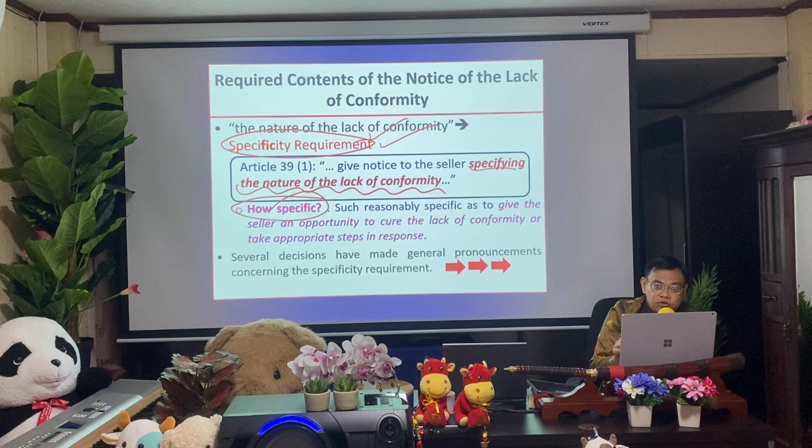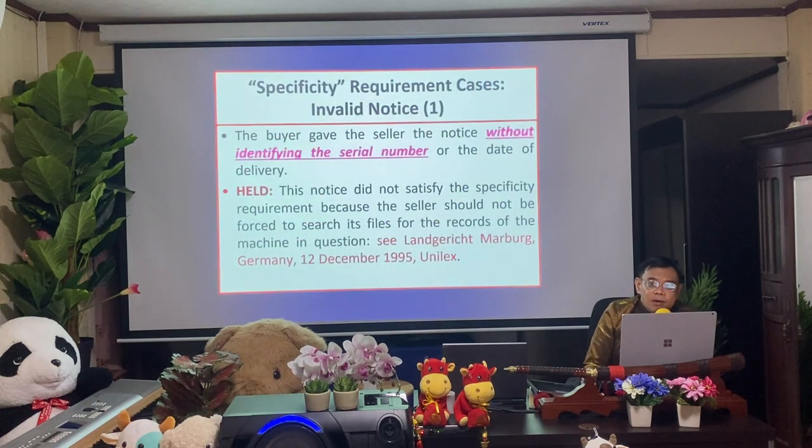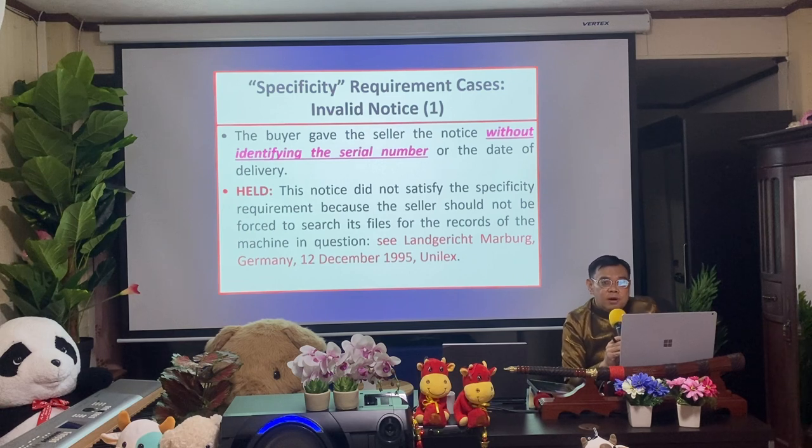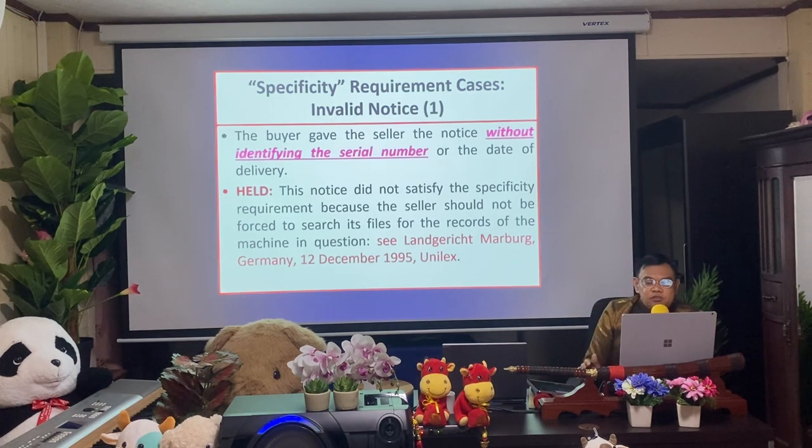You may ask the question, how specific? As I have mentioned, this specificity requirement is the requirement that the notice give details that enable the seller to understand the lack of conformity and to be able to exercise the right to cure. If the buyer gives the notice without specifying such details, then the notice does not comply with the specificity requirement, so it will be considered bad notice, hence the loss of the buyer's right to rely on the lack of conformity.